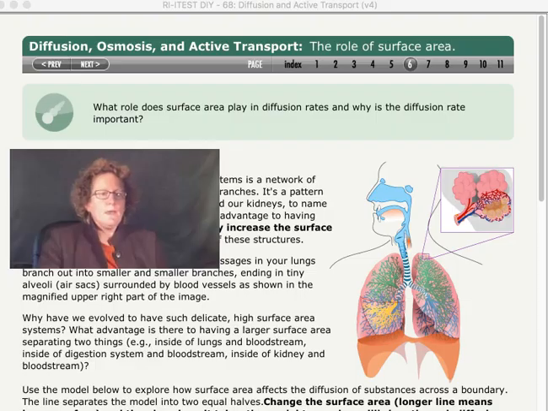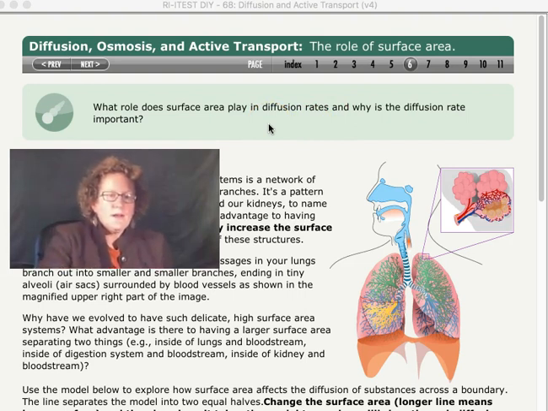In this section, we're going to talk about what role surface area plays in diffusion rates and why the diffusion rate is important. A diffusion rate is how fast oxygen can get across the cell membrane. And if we want to breathe, if our muscles are using a lot of oxygen to make ATP and help us move, we need to get oxygen across the cell membrane into our muscles or into our brain if we're thinking really hard, so how fast we can get oxygen is the diffusion rate.